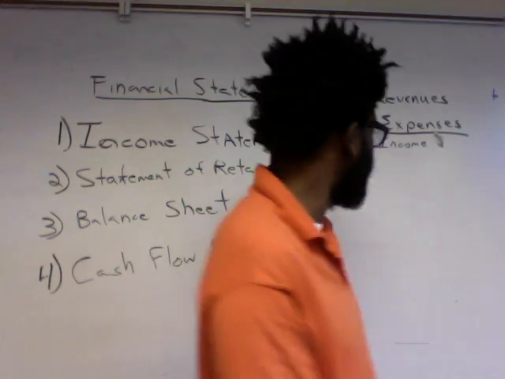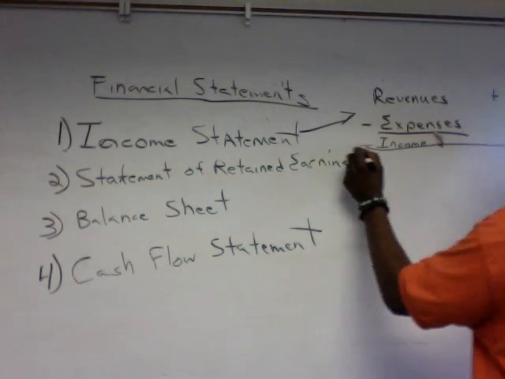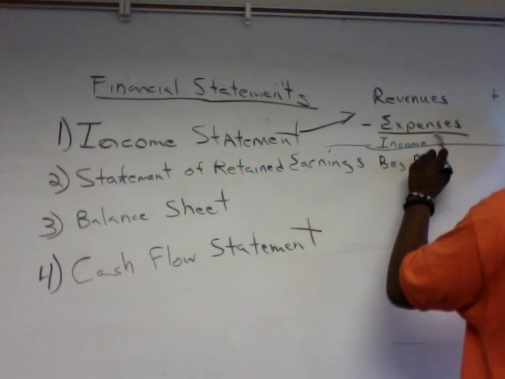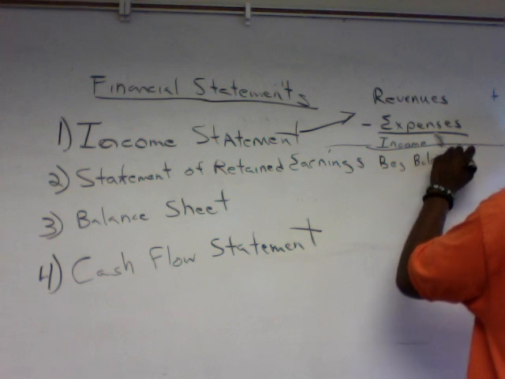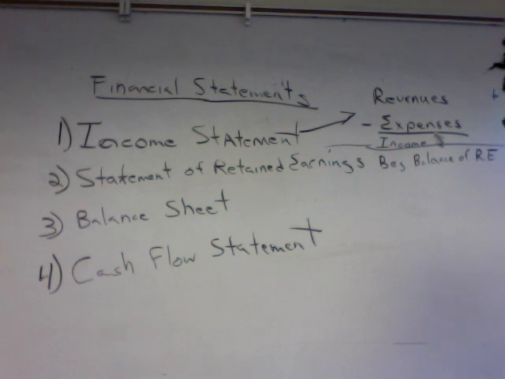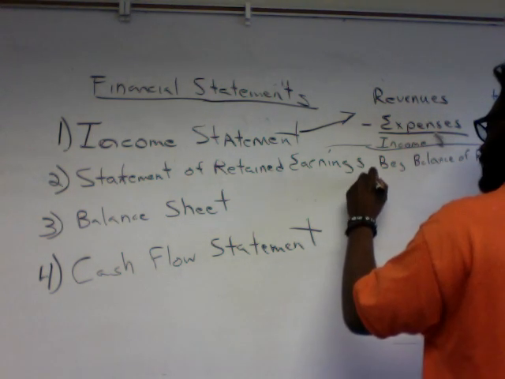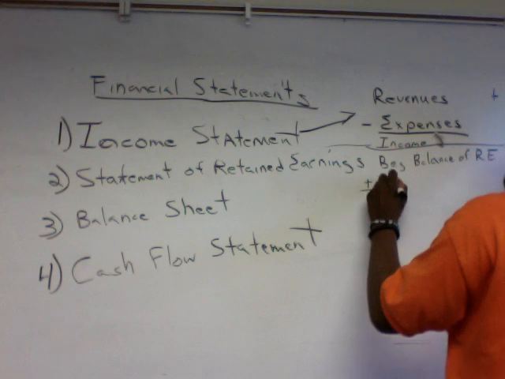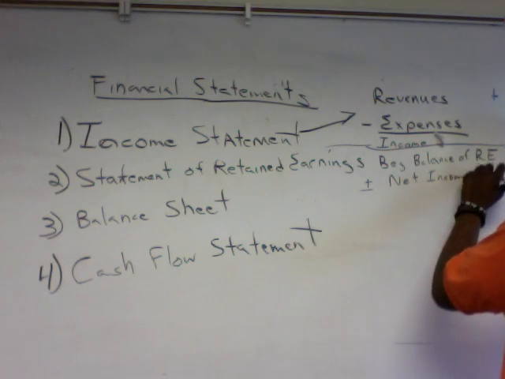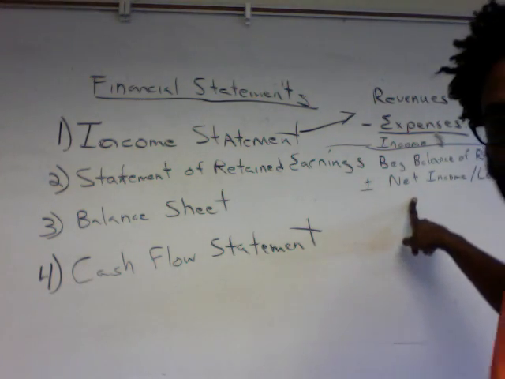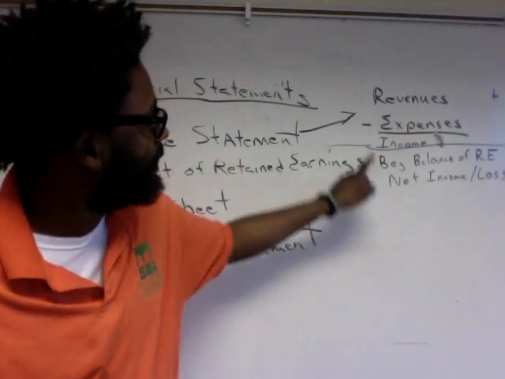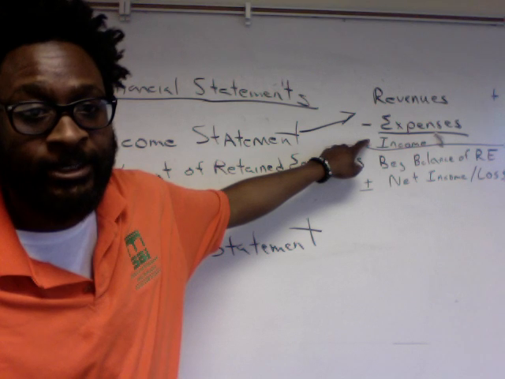Okay? So our statement of retained earnings will only have our beginning balance of retained earnings, and we will add or subtract net income or loss. Now, how will we know if we're going to have a net income or a loss for the period? Where are we going to get it from? The income statement. That's why the income statement is first.